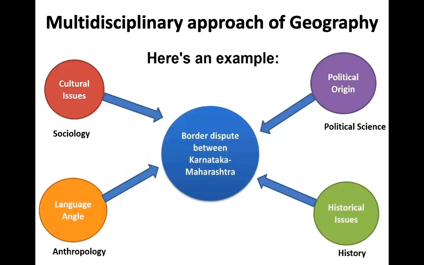Now come to geography. Let me take the example of the border dispute between Karnataka and Maharashtra. A politician alone cannot solve this. He has to take help of whom? Karnataka is a different zone. Maharashtra is a different zone. When they are different in nature, their culture is different. The Kannada people have their own culture. The Marathis have their own culture. That means you have to understand the sociological behavior of the people residing in these two states. Sociology comes into it.